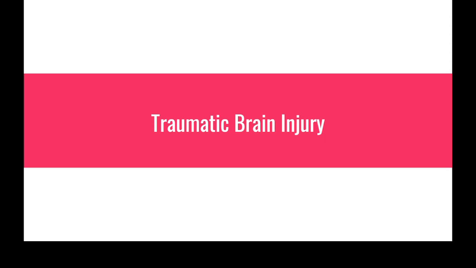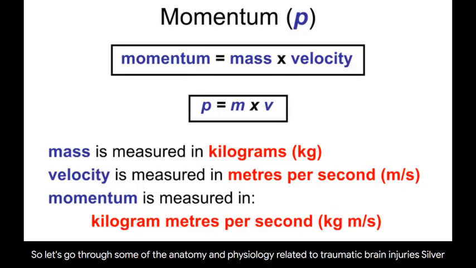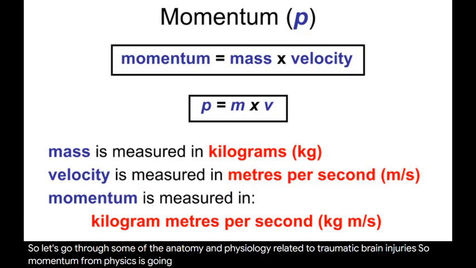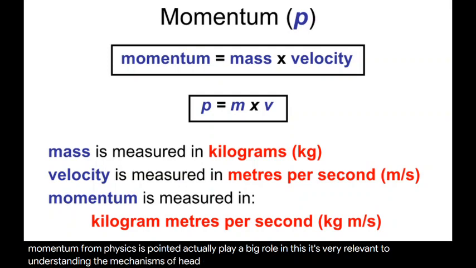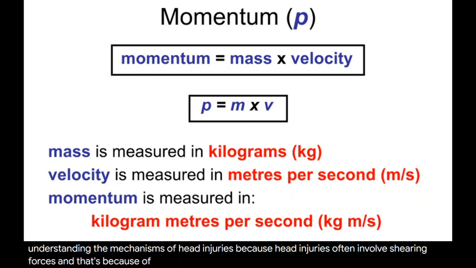So let's go through some of the anatomy and physiology related to traumatic brain injuries. Momentum from physics is going to actually play a big role in this. It's very relevant to understanding the mechanisms of head injuries because head injuries often involve shearing forces, and that's because of acceleration, deceleration forces that create movement inside the skull.